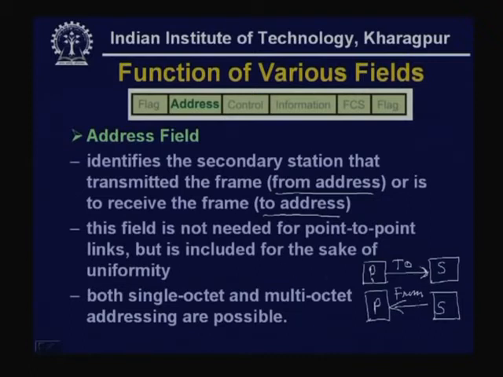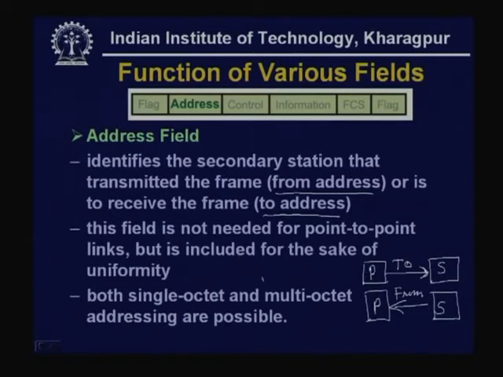Obviously, there is only one primary in the system. So, there is no need for its address to be part of the frame. So, only the address of the secondary is needed. That is why this from address and to address approach is used. So, this field is not needed for point to point links, but is included for the sake of uniformity.